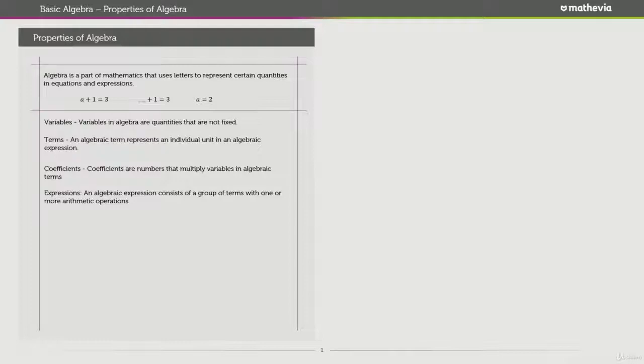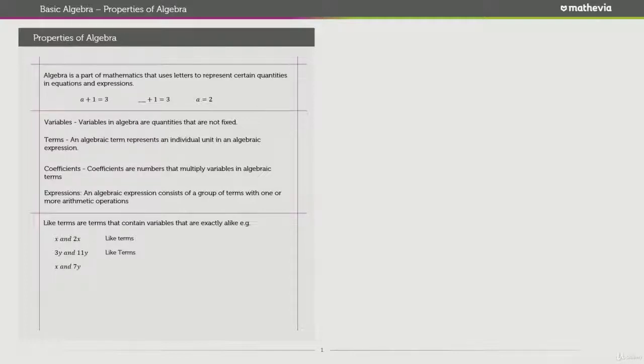So now let's talk about like terms. Like terms are terms that contain variables that are exactly alike. What does this mean? We have two terms here, x and 2x. x has the variable x, 2x has the variable x. These are like terms. 3y and 11y: 3y contains the variable y, 11y contains the variable y. These are like terms. Let's go on.